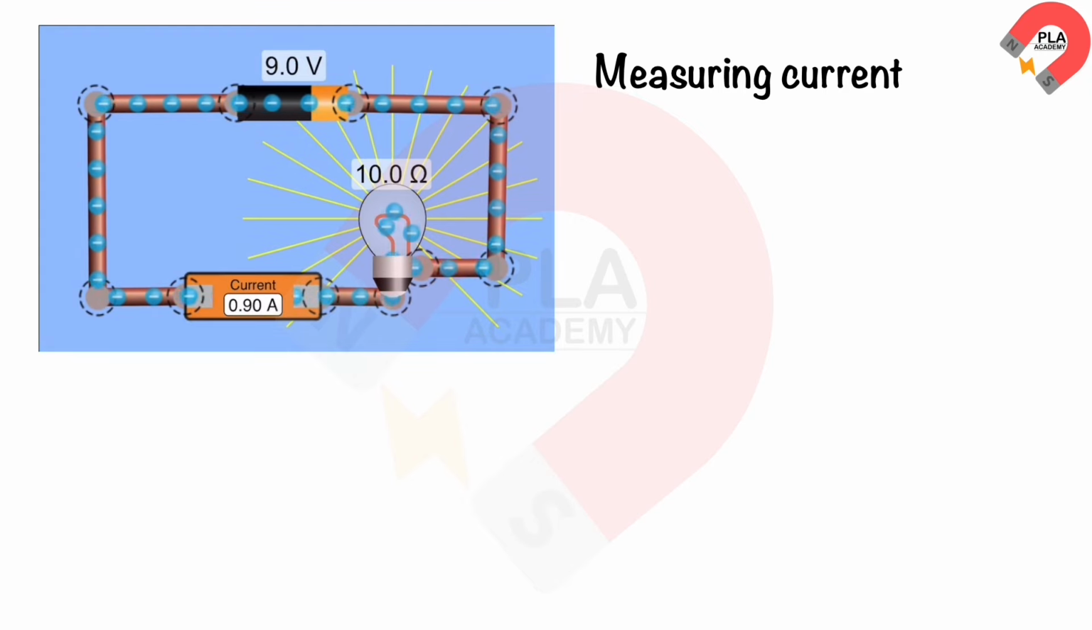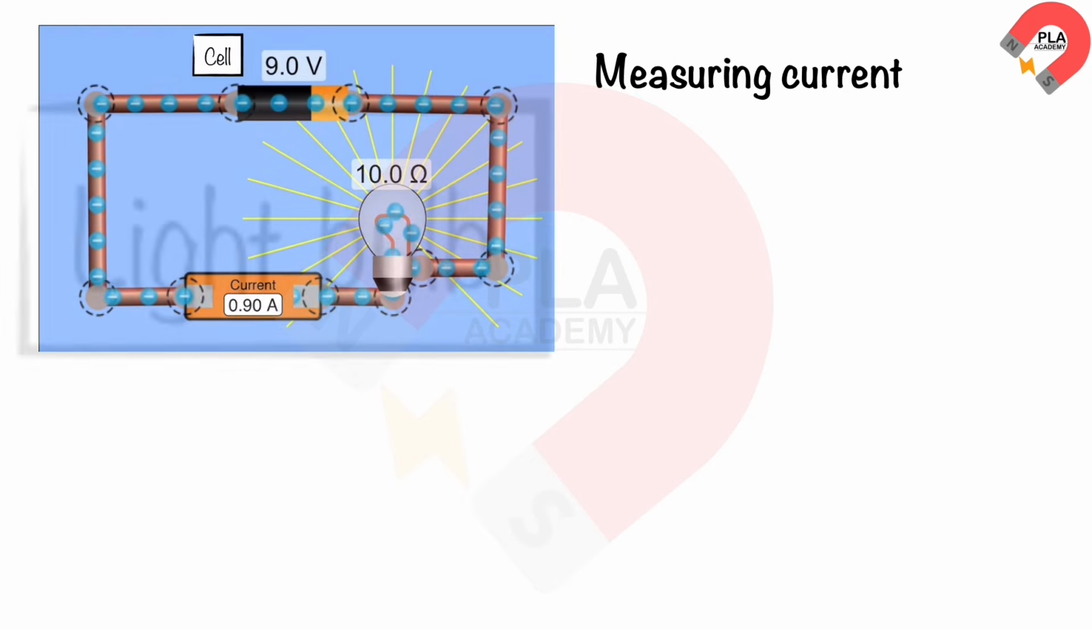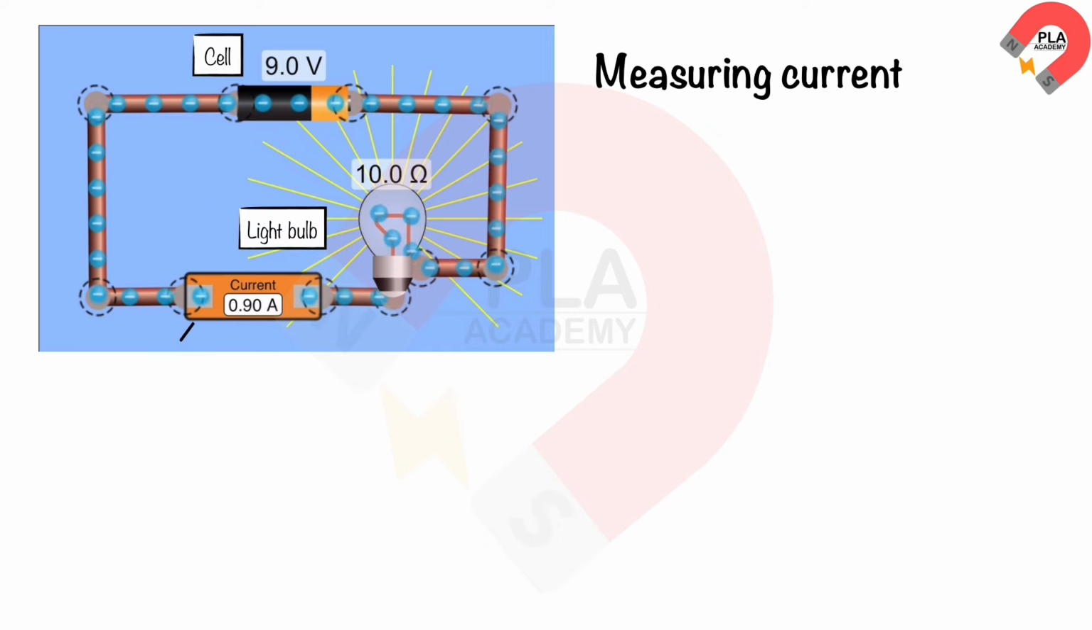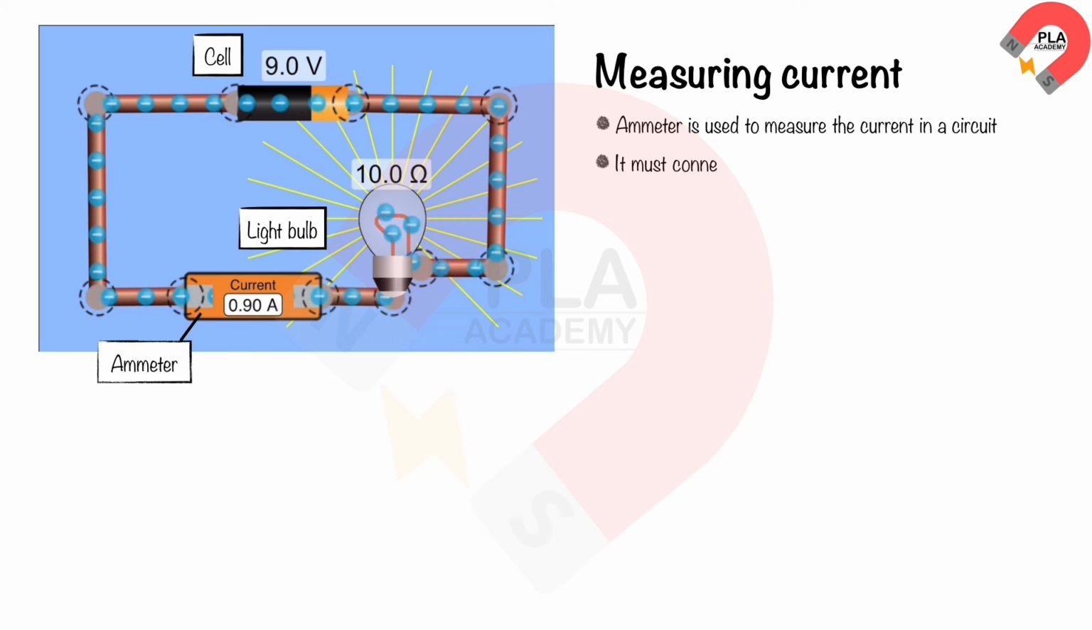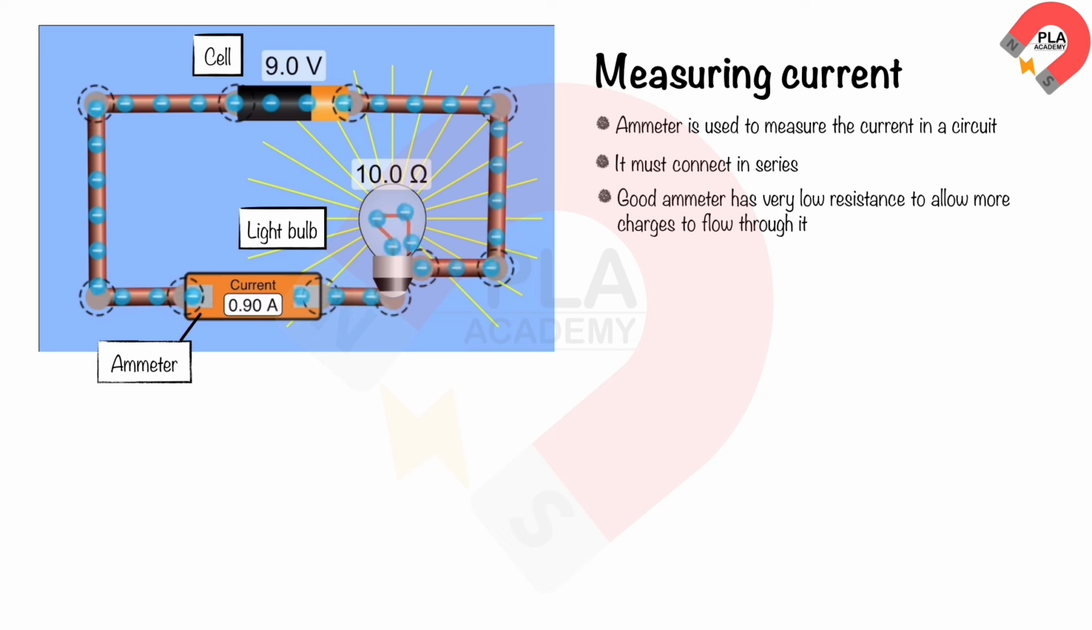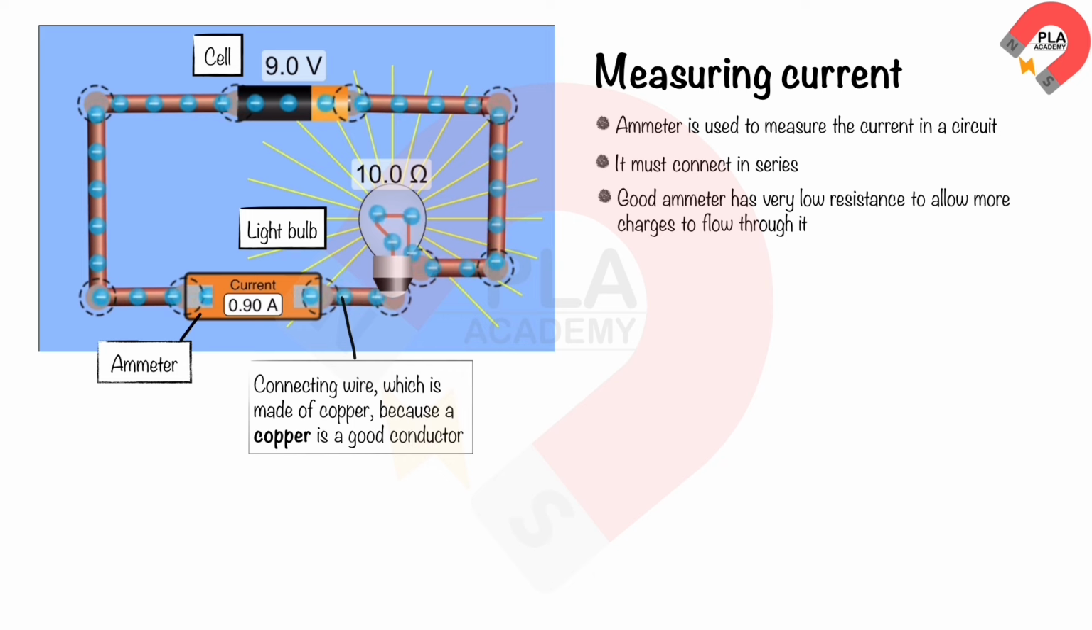Measuring current. A simple circuit is shown on the diagram. This is a cell. This is a light bulb. This is an ammeter. It is used to measure the current in a circuit. It must be connected in series. A good ammeter should have low resistance to allow more charges to flow through it. This is the connecting wire, which is made of copper, because copper is a good conductor.